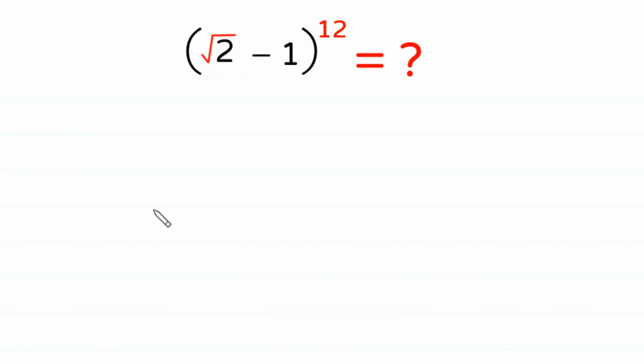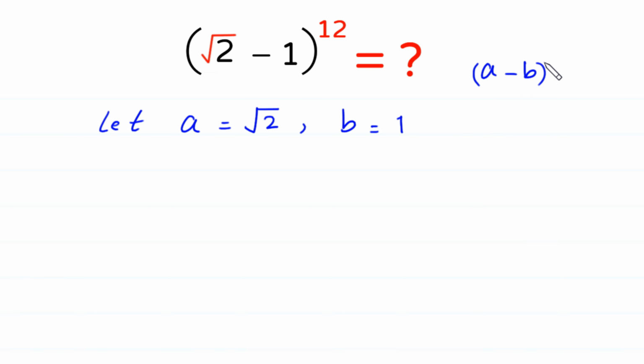Hello, welcome to how to solve this math problem: (square root of 2 minus 1) to the power 12. First of all, we suppose that this square root of 2 is equal to a and this one is equal to b. Let a equal square root of 2 and b equal 1. Now we have to find the value of (a minus b) to the power 12.